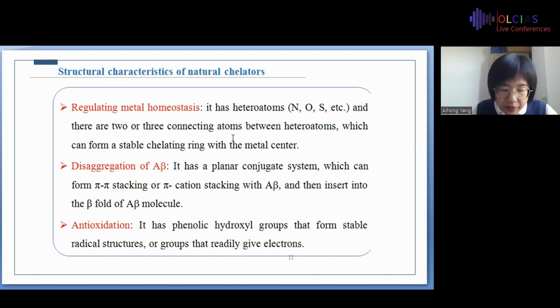The structural characteristics of nitro products are summarized as follows. Regulating metal homeostasis, it has heteroatoms such as nitrogen, oxygen, sulfur, etc. And there are 2 or 3 connecting atoms between heteroatoms, which can form a stable chelating ring with the metal center. This aggregation of A-beta, it has planar conjugate system, which can form pi-pi stacking or pi-cation stacking with A-beta, and then insert into the beta fold of A-beta molecule. Antioxidation, it has phenolic hydroxyl groups that form stable radical structures or groups that readily give electrons.